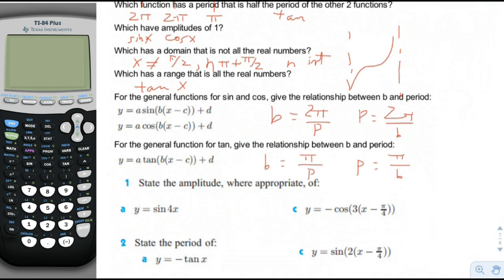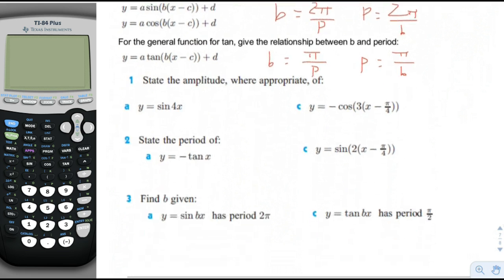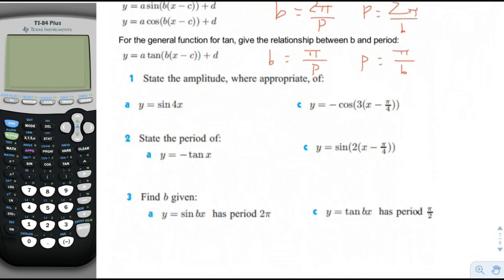Okay? All right, number 1. State the amplitude, where appropriate, of. So here, the factor multiplied times sine 4x is 1. So the amplitude is equal to 1. What about for this one? The amplitude is negative 1, right? Because the multiplier in front of the function is negative 1.